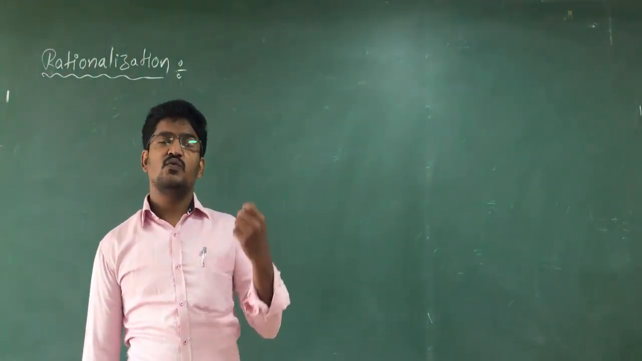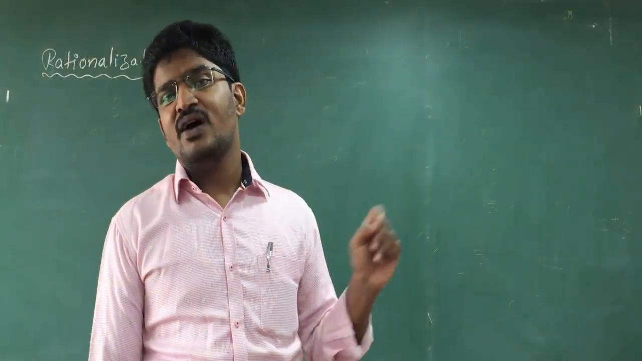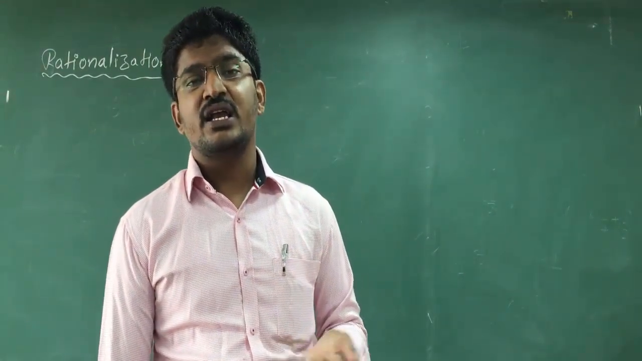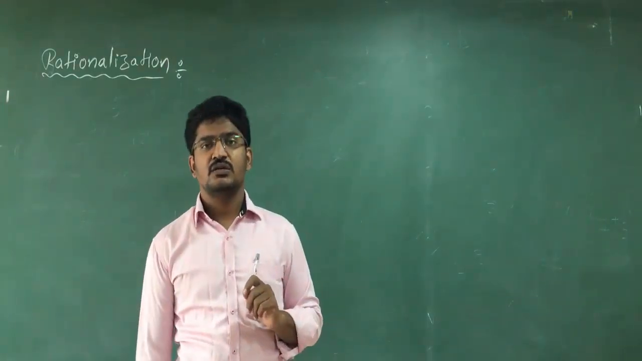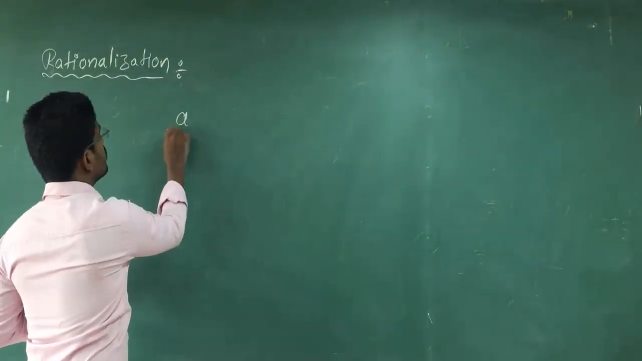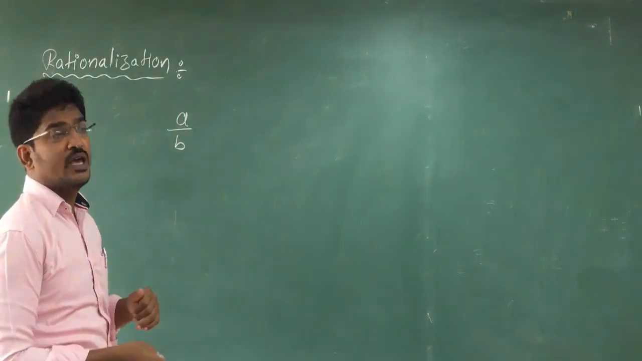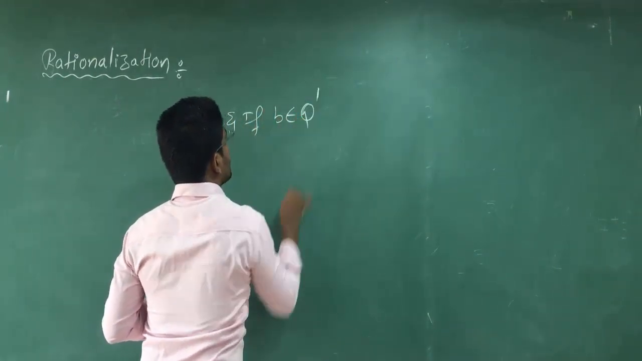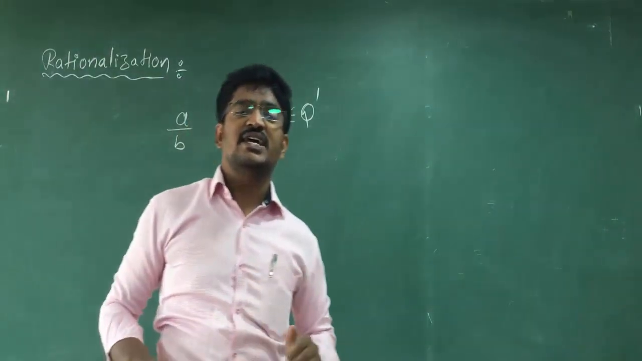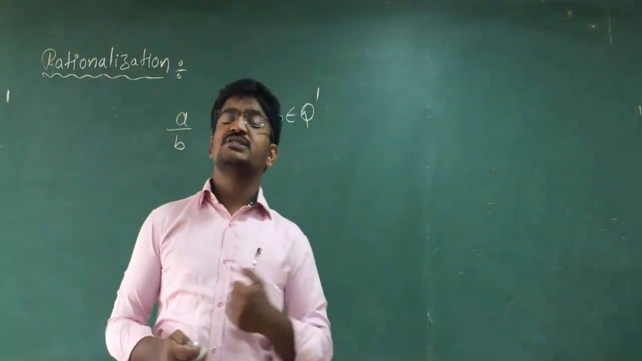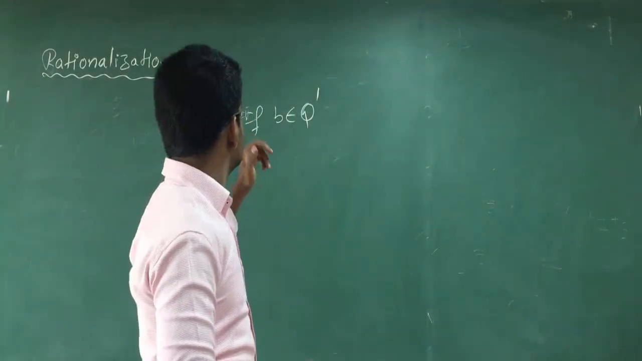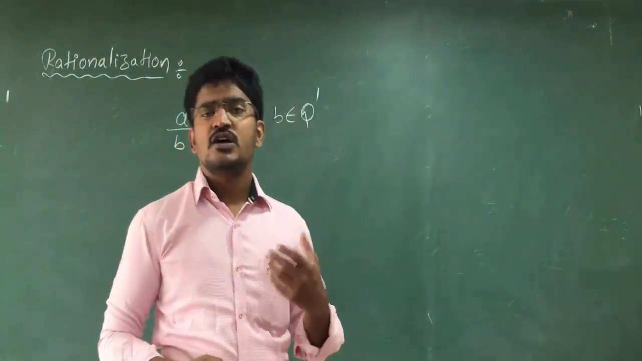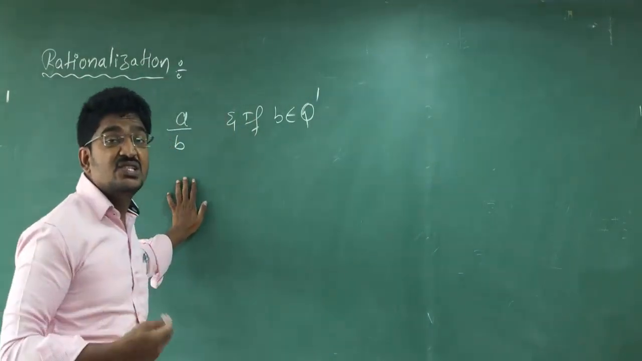And the other thing is, whenever in the denominator you have an irrational quantity, we solve it by rationalization. Clear? Please remember that. If the number is in the form of a by b, and if b belongs to the irrational set, for simplification we use rationalization. Clear? So that means we convert this number to another rational number. We don't keep it as an irrational number. Are you clear? So for that reason we do the rationalization step.